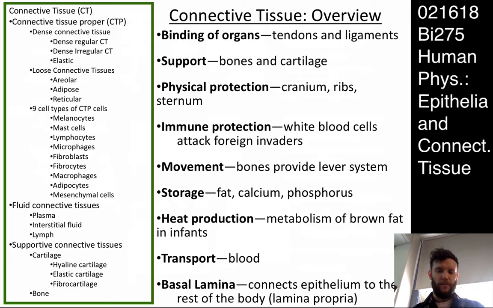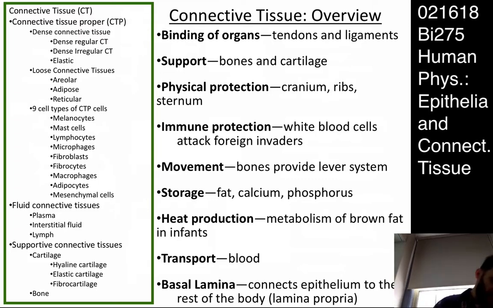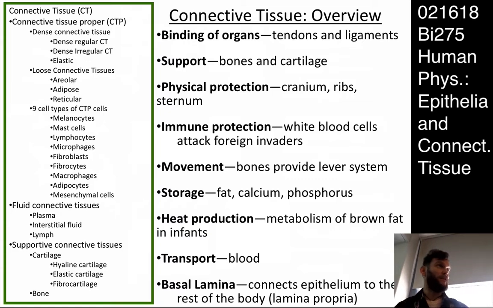Movement. So the bones provide the lever system that the muscles work on, and adipocytes act as storage vacuoles for fat. Calcium can get stored in bone. Phosphorus gets stored in bone. Heat production. So babies are fun to talk about. And adipocytes, maybe if I keep clipping along here, we'll get to see a picture of my baby daughter when she was a fat little baby, and talk about brown fat.